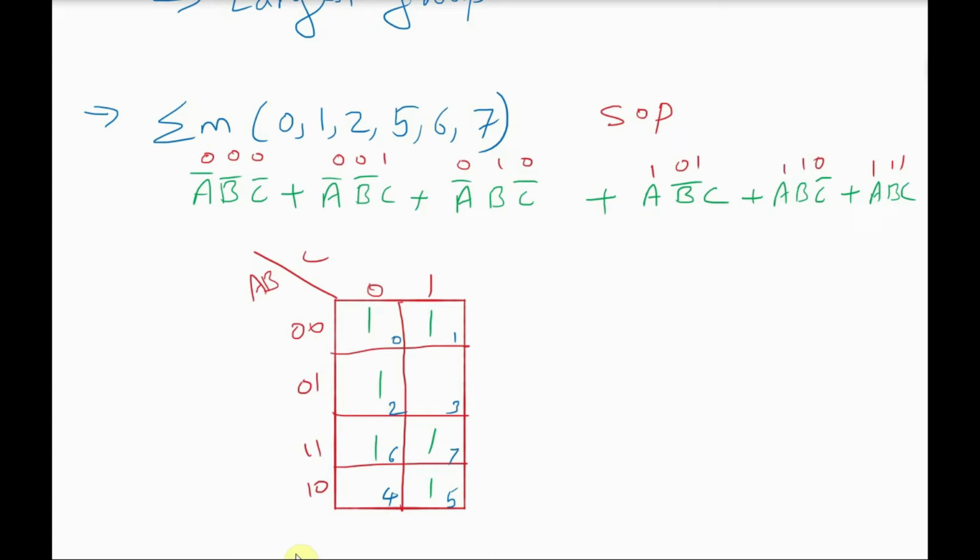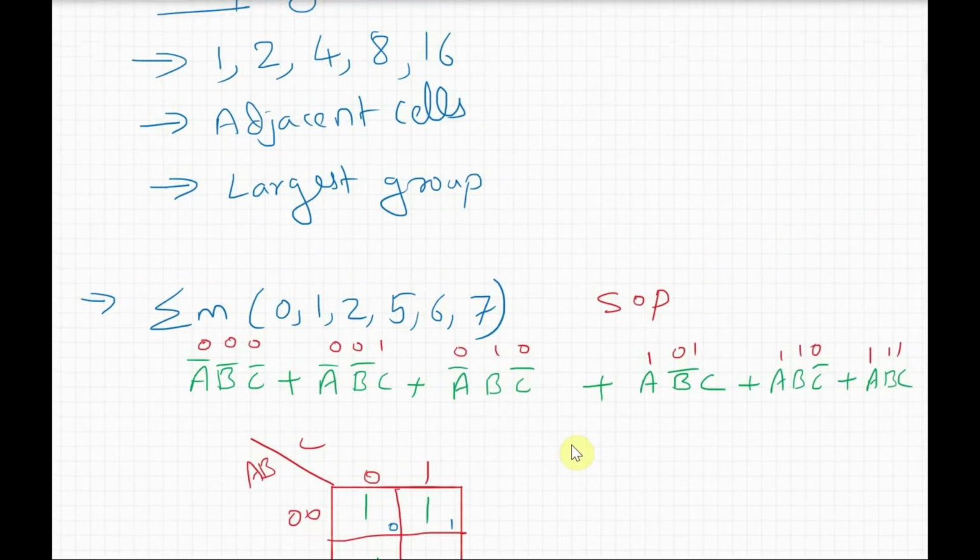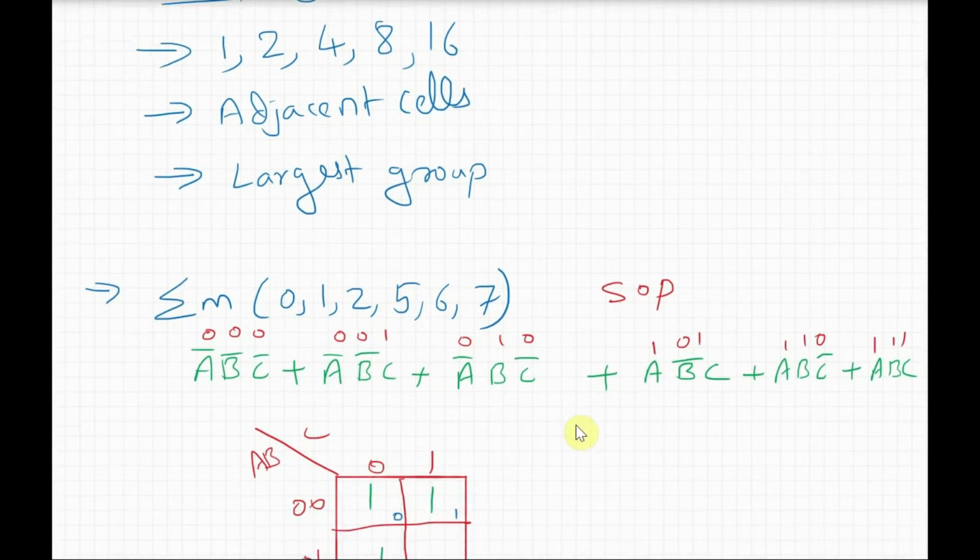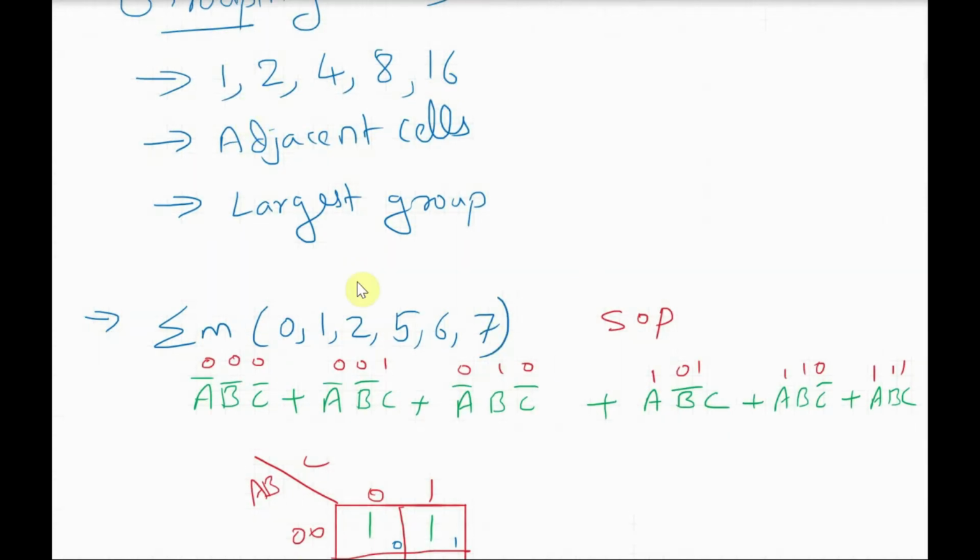Now we have to group as per the rules. The condition is we have to group all the ones. In a SOP expression, we have to group all the ones. In a POS expression, we have to group all the zeros. So these are the conditions.